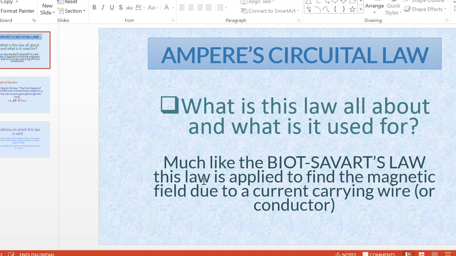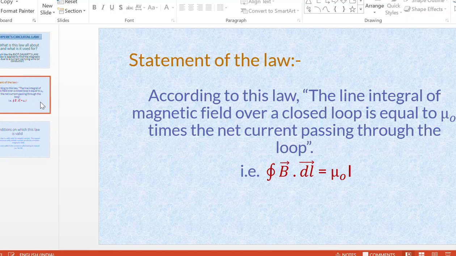Ampere's circuital law is like the Biot-Savart law. It is applied to find the magnetic field due to a current carrying wire or a current carrying conductor. So first of all, the statement of the law. According to this law, the line integral of the magnetic field over a closed loop is equal to mu naught times the net current passing through the loop.